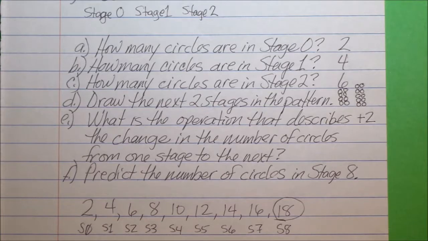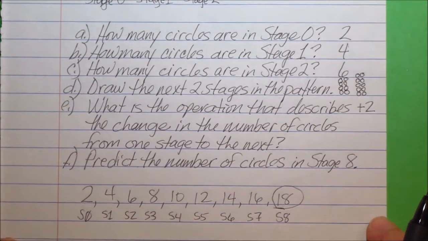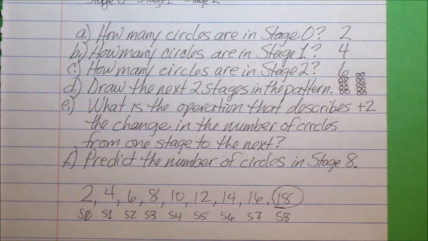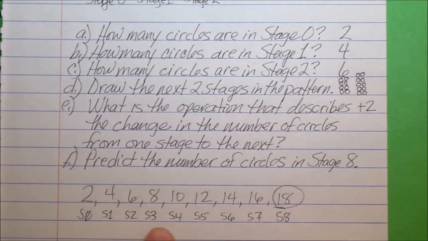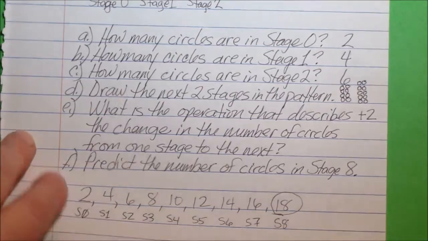Okay? So that's how you do that. Just mark it out with the stage numbers underneath so you know you got to the correct term they're asking for. All right, so that's practice problems. Let's take a look at your worksheet.